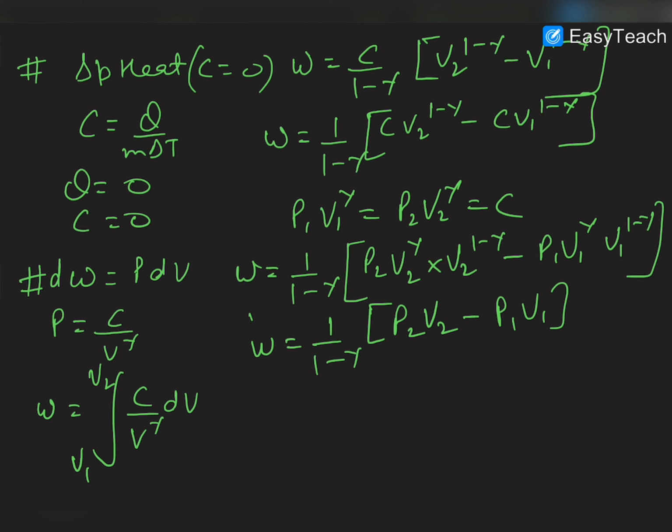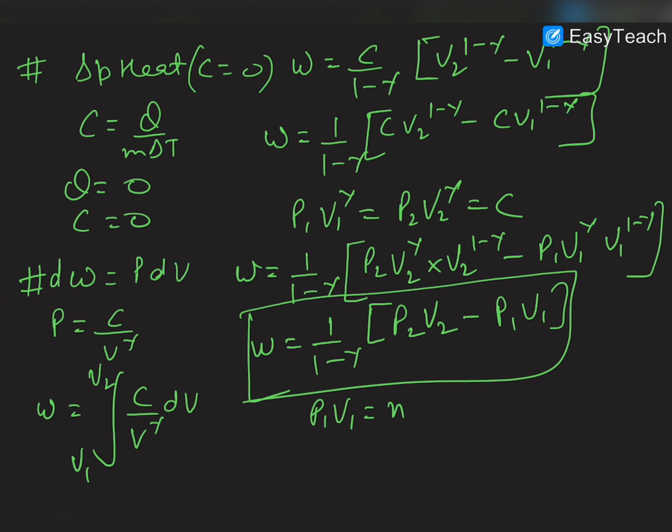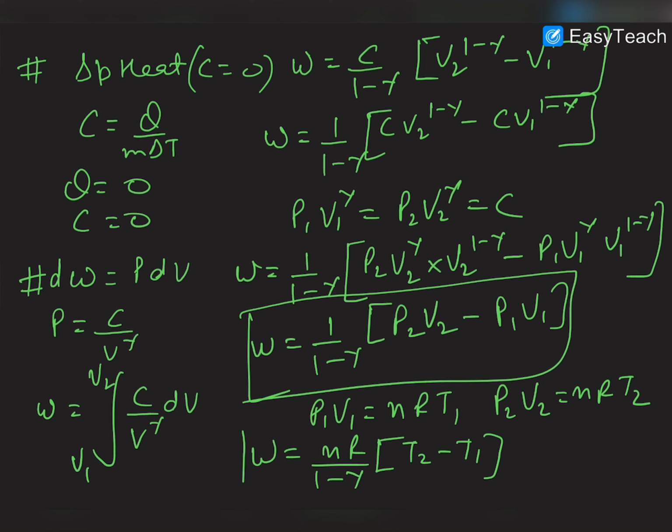Okay, so this is one expression of work done, and we can also say that P1 V1 will be equal to nRT1 and P2 V2 will be equal to nRT2. So work done will be equal to nR upon 1 minus gamma multiplied by T2 minus T1. So this is the work done in adiabatic process.